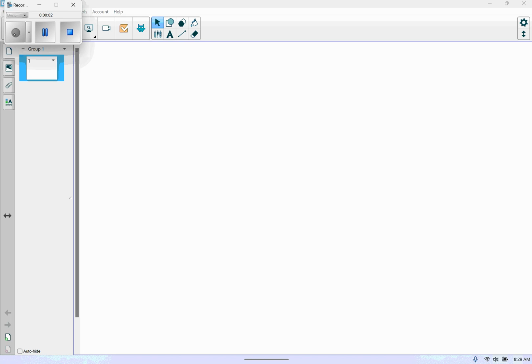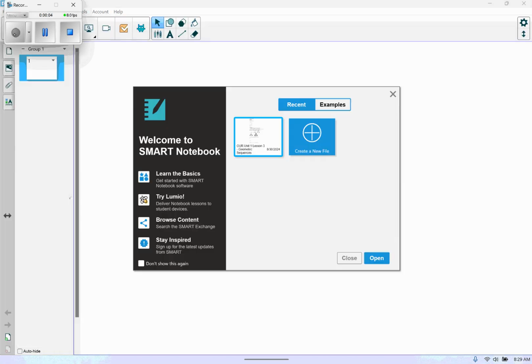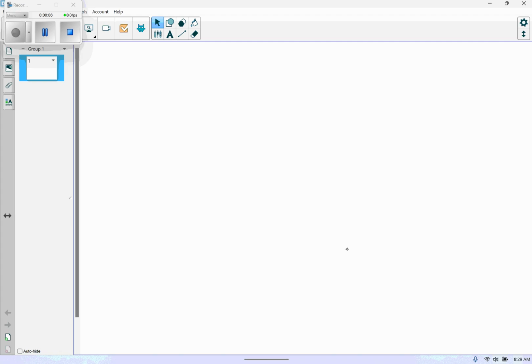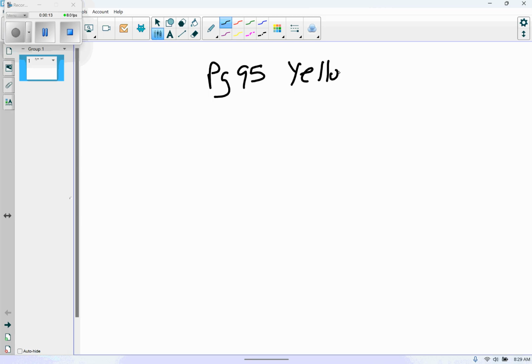Hello, Algebra 1. We are going to be on page 95 of the yellow book, page 95, the yellow. So this is called Piggies in the Pool. Now, I don't know what this really entails, but let's take a look.